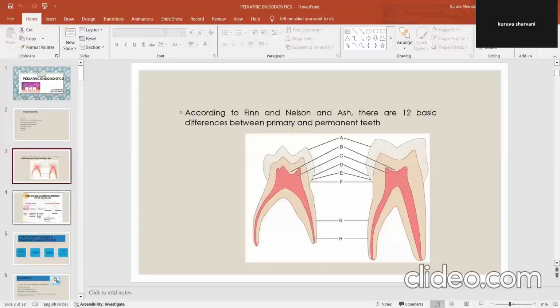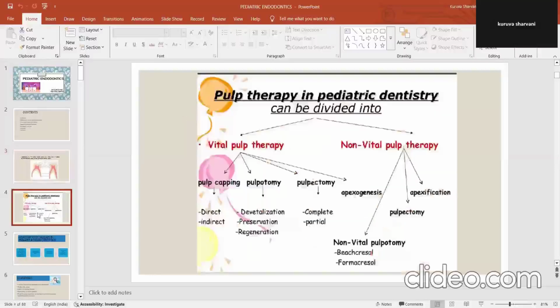Coming to the various treatments that we undertake in pediatric endodontics. Initially, pulp therapy in pediatric dentistry can be divided into two types, that is vital and non-vital. Again, the vital is divided into three types: pulp capping, that is direct pulp capping and indirect pulp capping, followed by pulpotomy and pulpectomy. Coming to non-vital pulp therapy, the pulpectomy usually comes under non-vital pulp therapy, along with apexification and apexogenesis.